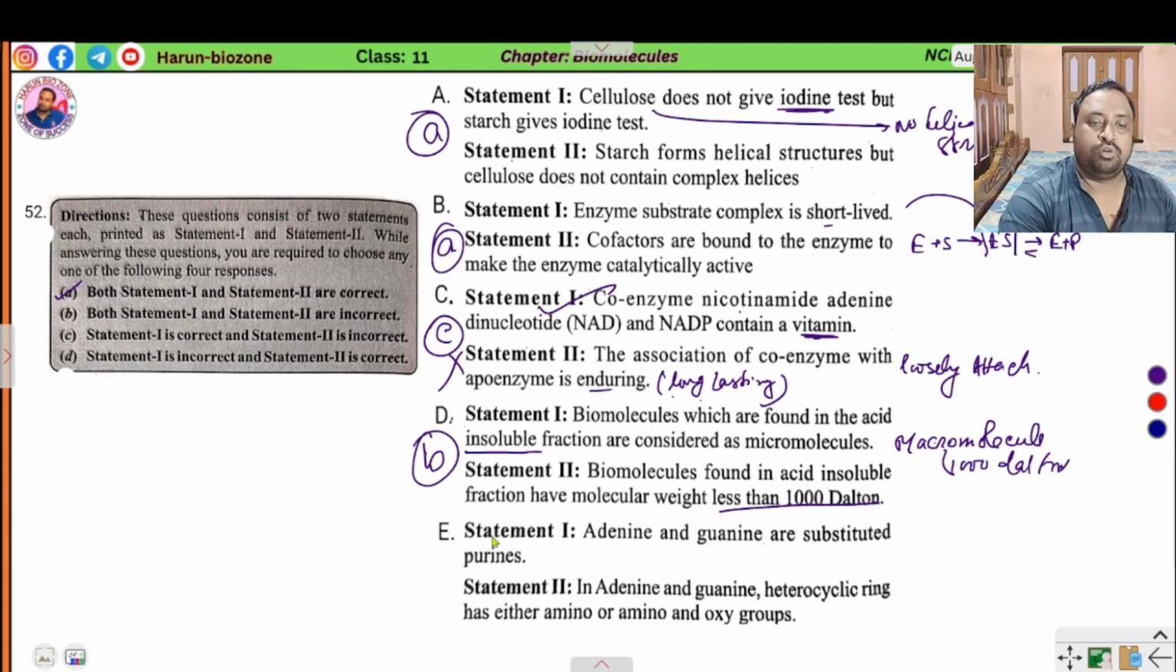Both are false. Adenine and guanine are substituted purines. Purines, adenine, guanine, substituted purines, means transition and transversion occur. Adenine and guanine heterocyclic ring has either amino or amino and oxy groups. So here the last option is the correct option. A is correct.